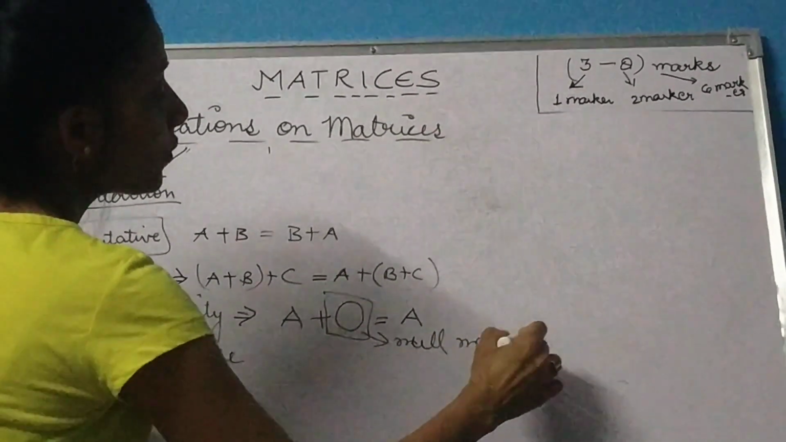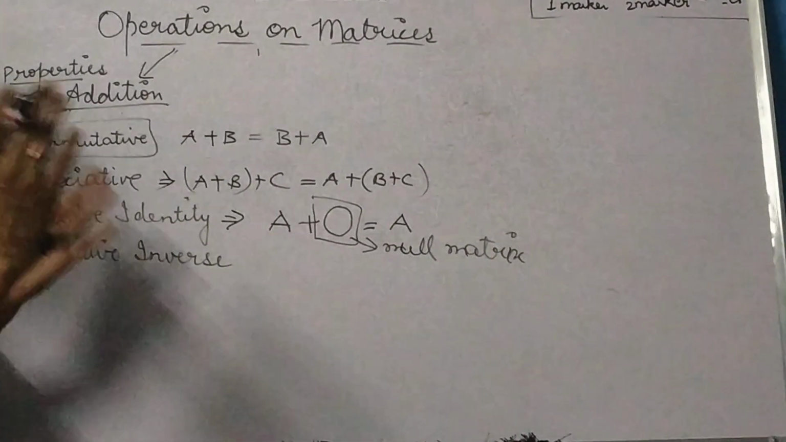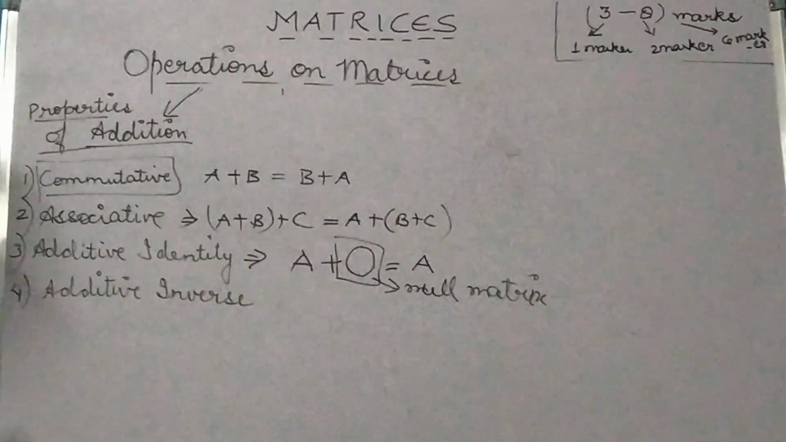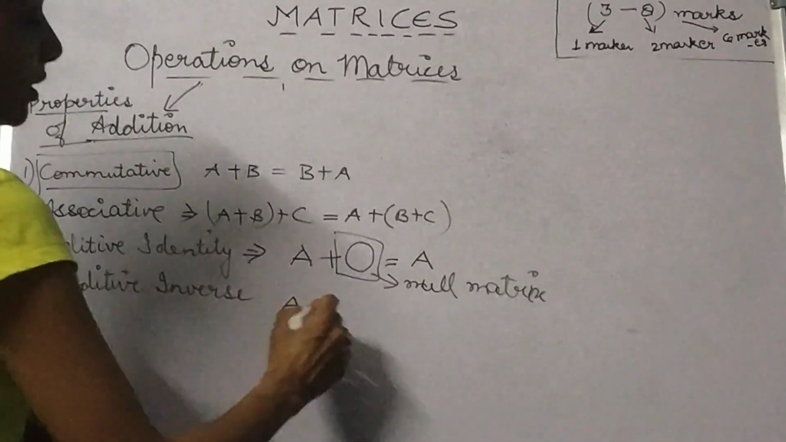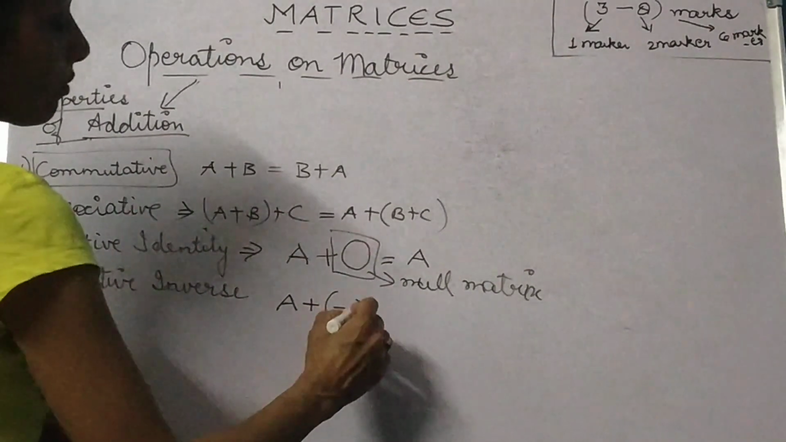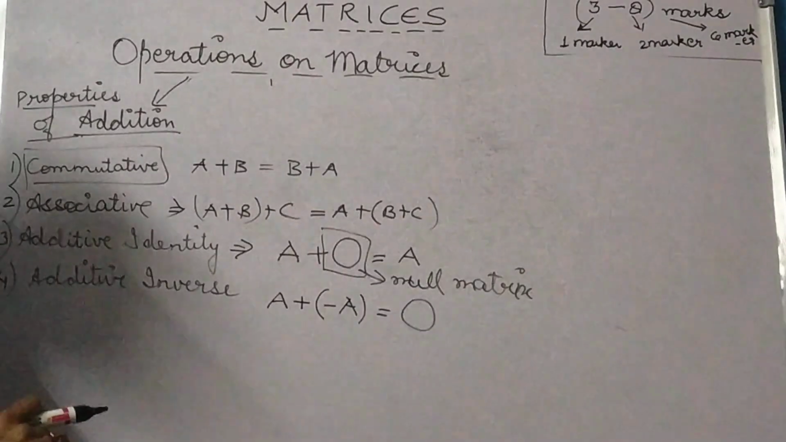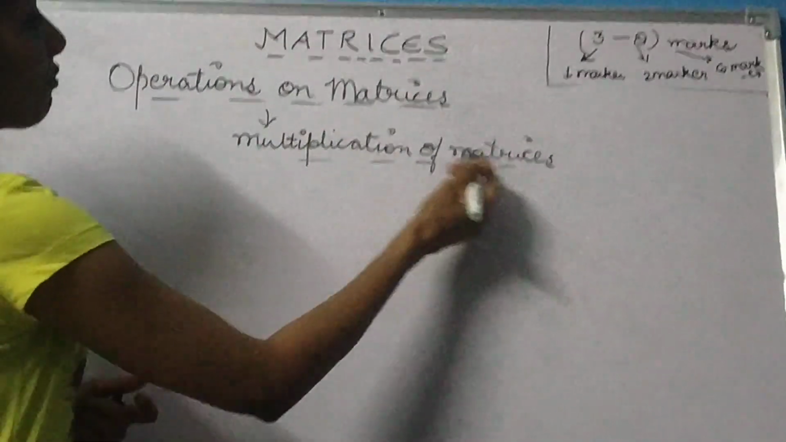And null matrix is what? Null matrix is defined as whose elements, all the elements are 0. Now you come to additive inverse. So if we have a matrix A, then additive inverse of matrix A will be minus A, and it will give me a null matrix. Let's see the multiplication of matrices.